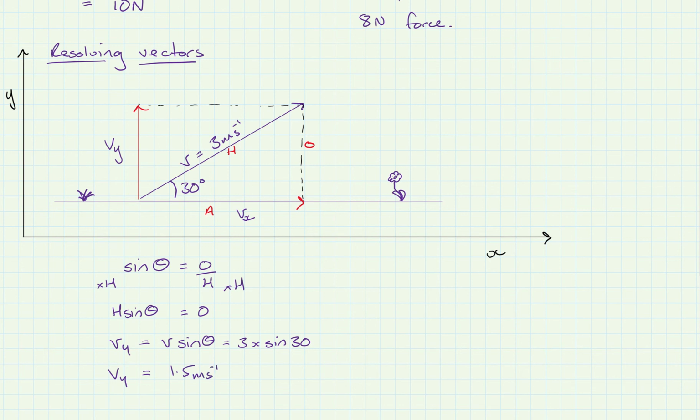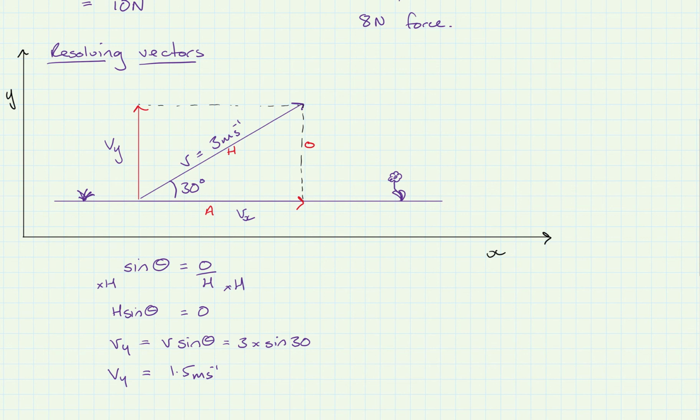This is really useful because we can treat the horizontal parts and the vertical parts of velocities, displacements, accelerations, we can treat them all completely separate to each other. So we can do operations on the horizontal part that don't affect the vertical part, and we can do operations on the vertical part which don't affect the horizontal part, which is cool.